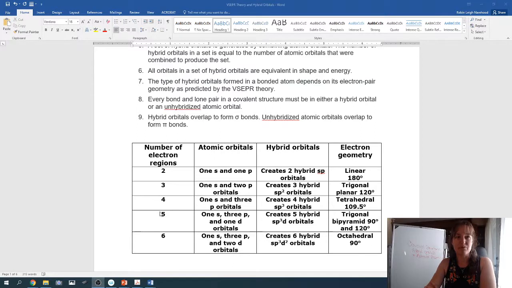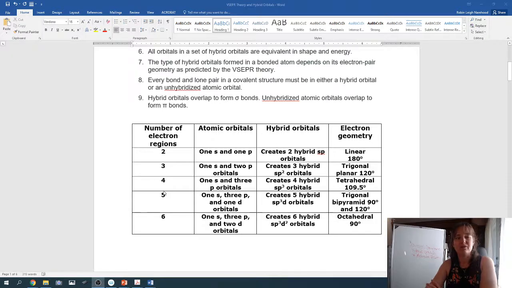If there needs to be 4 regions, then we need to use the s orbital and all 3 p orbitals. That creates 4 hybrid orbitals, and the hybrid orbitals are called sp3 orbitals. And it creates a 3-dimensional structure called tetrahedral, and the bond angle is about 109.5 degrees.